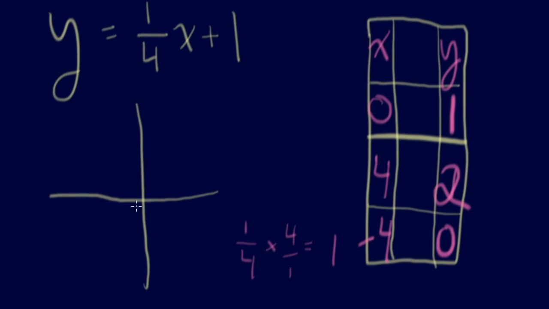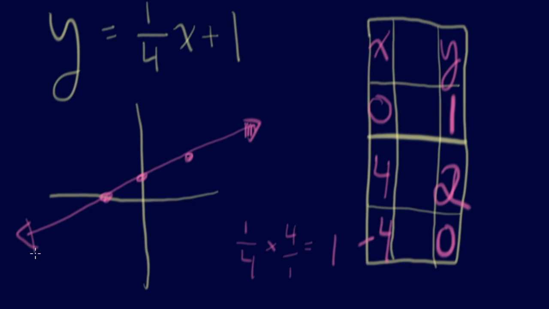And let's go and graph it. So 0, 1 is about there. Notice how I'm just kind of estimating this. And 4, 2 is probably around here. And negative 4, 0 is something like that. Is this a straight line? Yeah, it's a straight line. It sure is. So we're going to do something like that, and something like this. And there we go.